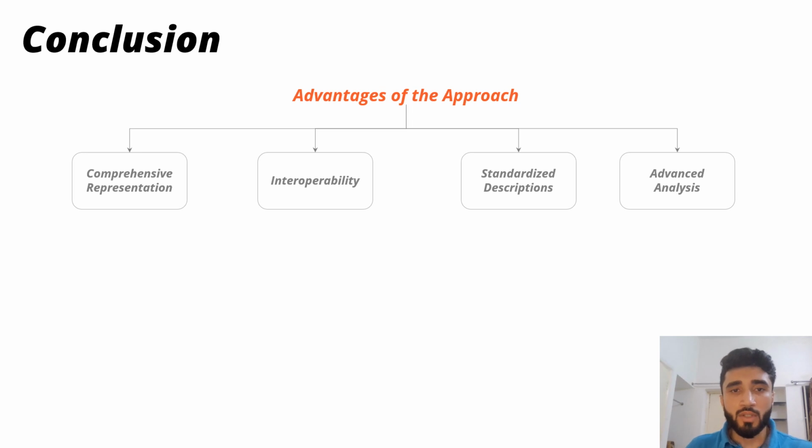So coming on to the conclusion, it basically talks about the advantages of the approach. So the first is comprehensive representation and interoperability. This approach ensures a richer and more complete picture of the cultural route, encompassing both tangible and intangible dimensions. And as it uses the existing ecosystem of CIDOC CRM, it is interoperable between various domains. Then we have standardized descriptions and advanced analysis, so we can use the Web Ontology Language to deploy advanced querying and analysis of cultural data.